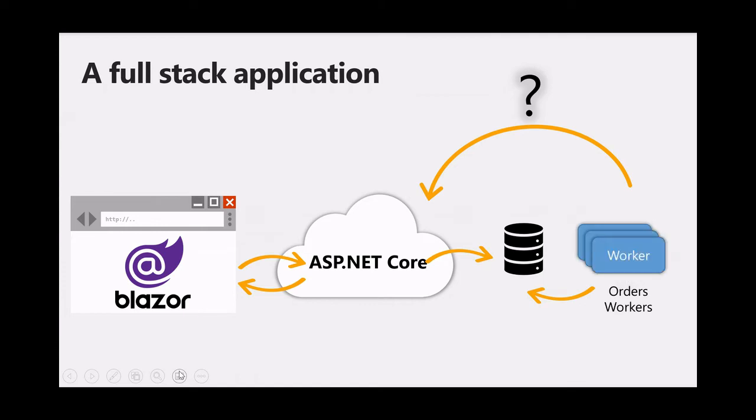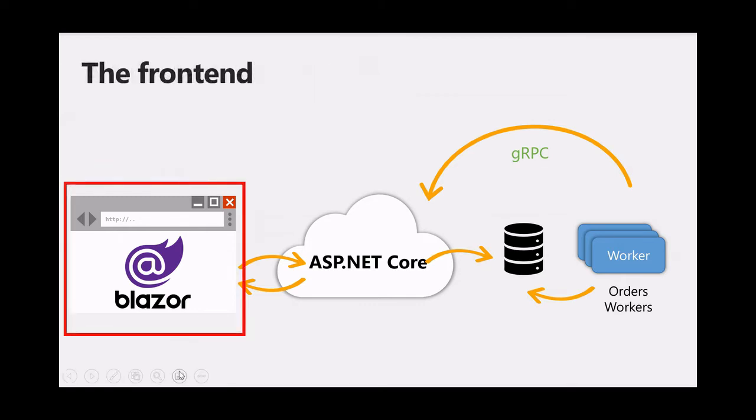And on the back end, we're going to take advantage of workers. Worker is a new template that we're going to talk about. And for the communication back and forth, like that process that's checking in, we're going to use gRPC. So we're going to talk about Blazor, workers, and gRPC as a part of this. That's what we're going to use to build our application.